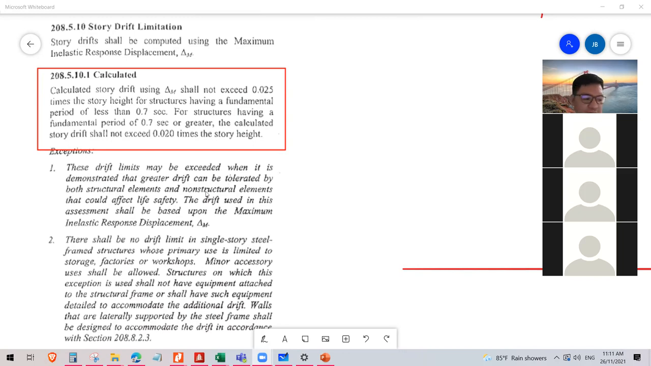Kung kaya mo naman, may software ka to do non-linear analysis. Basically, when you say advanced analysis, non-linear yun eh, no? Because what we are doing now sa STAAD is linear. Hindi tayo nag-non-linear. Pero may mga software na kaya yun, okay? So, no drift limit sa single story, kasi kung ang primary use lang naman niya is storage. So, ibig sabihin, walang tao, no? So okay lang kumbaga na masira man siya dahil wala naman tao doon, no? So you can waive the drift limit.